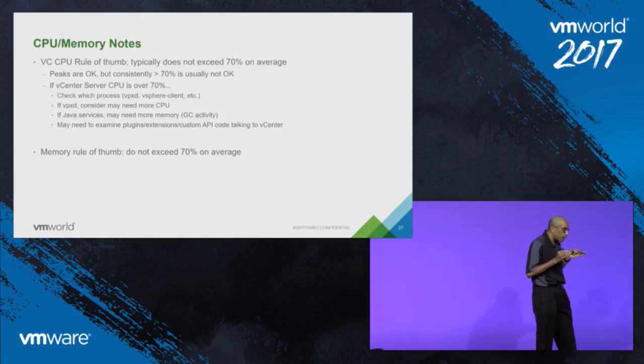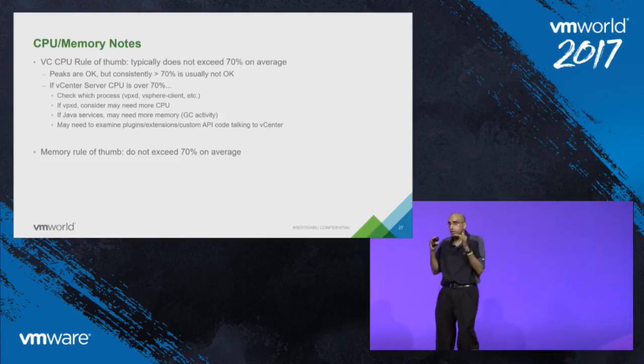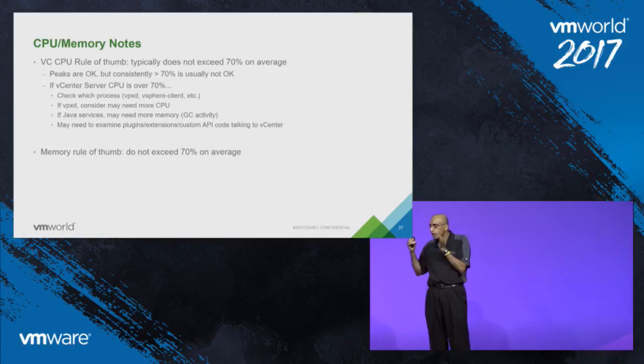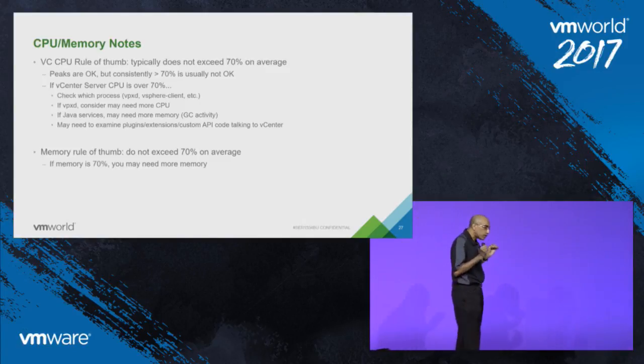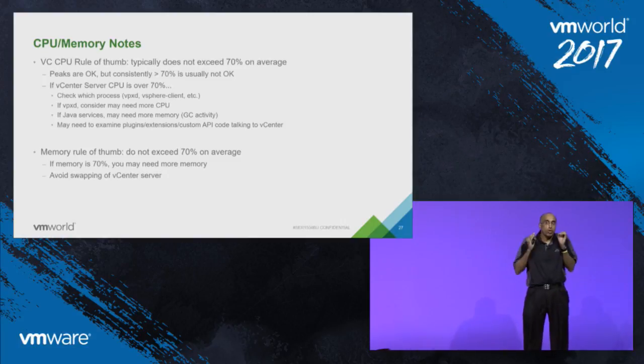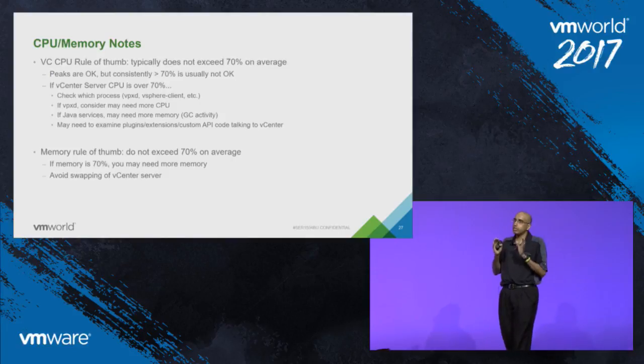So that's CPU. I have a similar rule of thumb for memory. If you're consistently above 70% memory usage for your vCenter, you might want to think about adding more memory. This is very important. If your vCenter server starts swapping, you're going to see bad performance. So please prevent it from swapping.